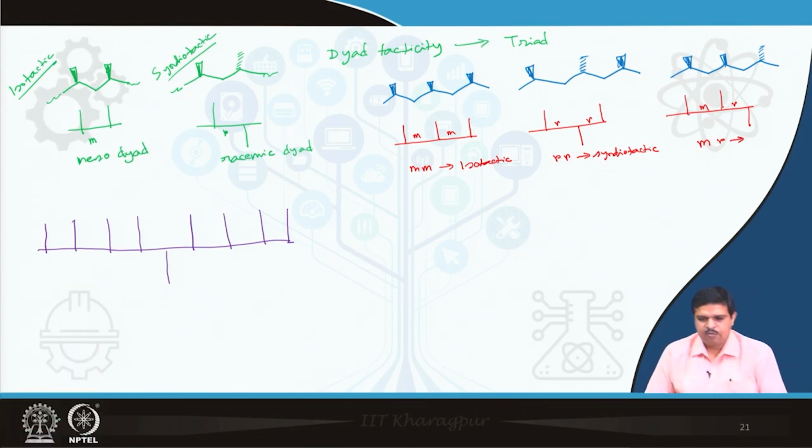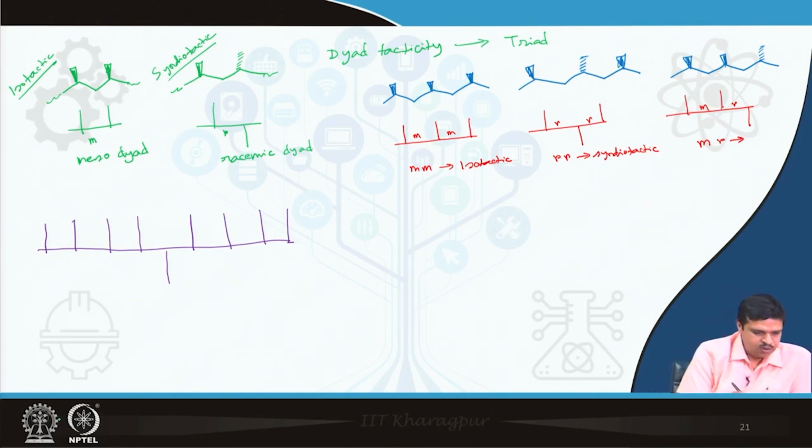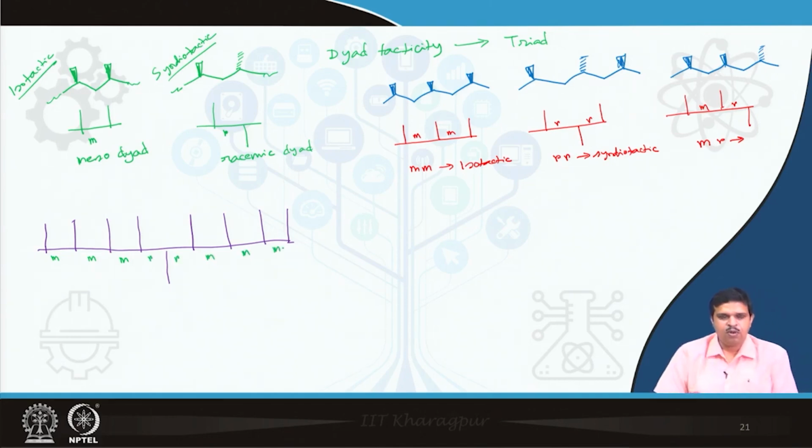Label it as a small m and small r convention. So, this will be your m, stop here, this is r, this is r, this is again m, this is again m, this is again m. Okay. So, this is the scenario. Why are we trying to understand this?